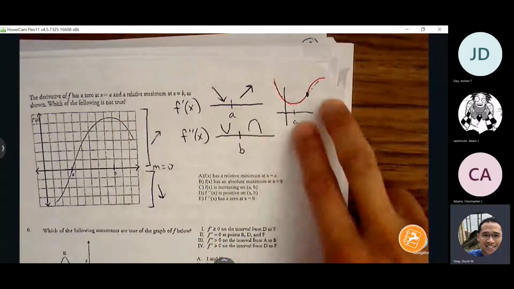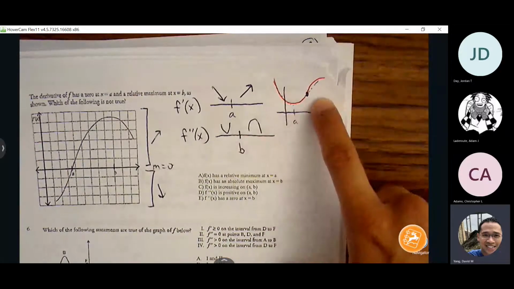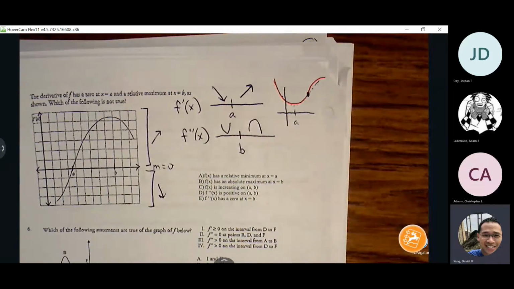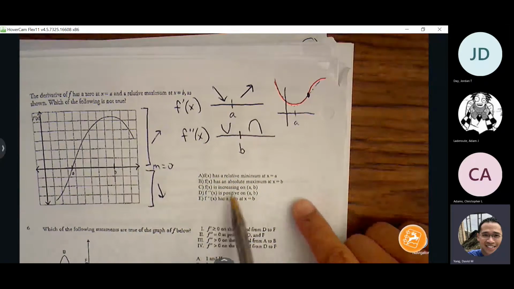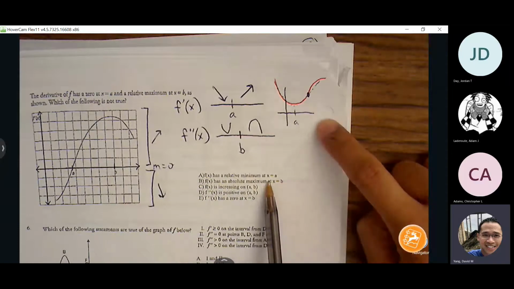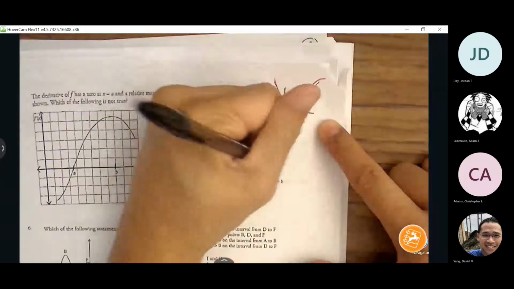And we have some idea what the graph's going to look like, so we'll use this to give us some idea for our answer choices here. Okay, f of x has a relative min at x equals a. True or false? True.